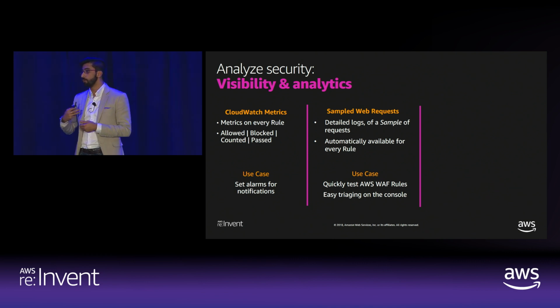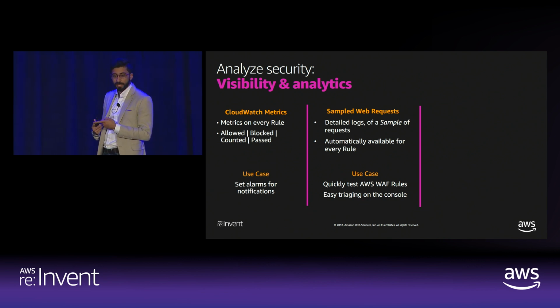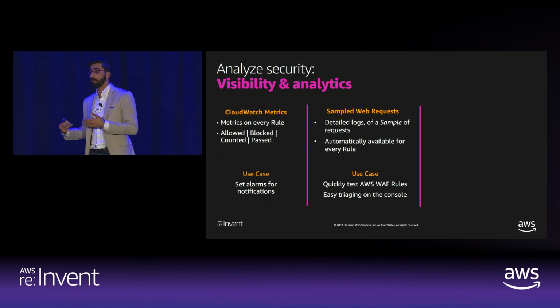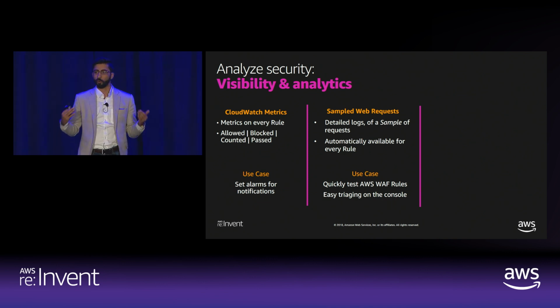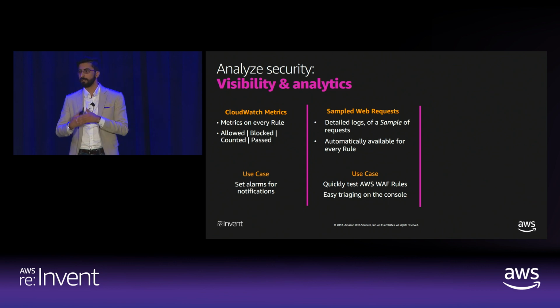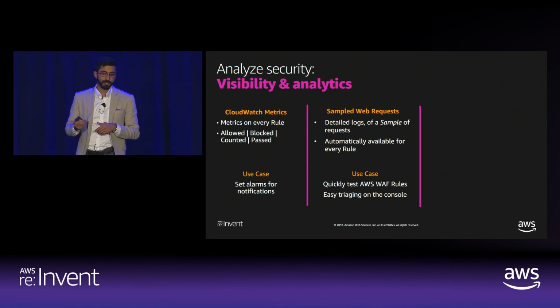Secondly, you could want to try and triage events and quickly test out rules that you're creating. And there you'd use what we have, the sampled web requests. That gives you a sampling of requests with all the detailed logs of them. So you get to see all of the requests, and you can filter them by the rules that you've created.